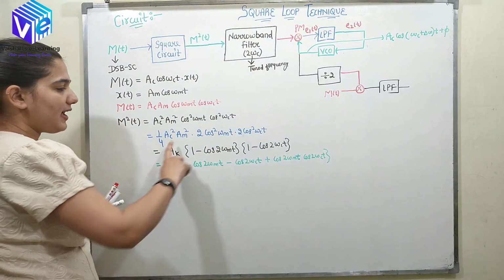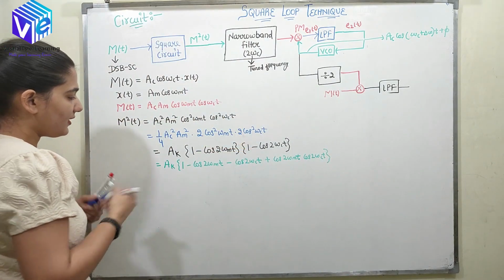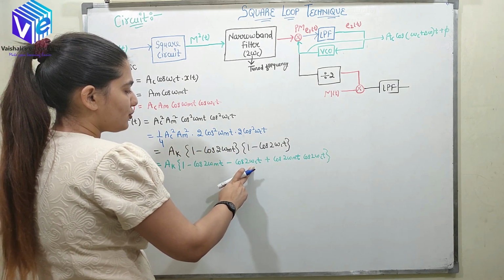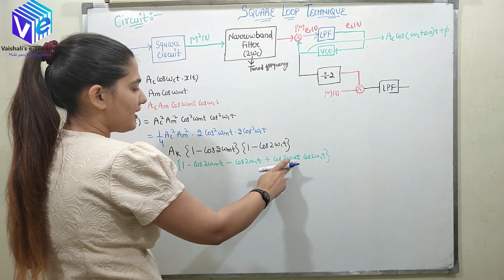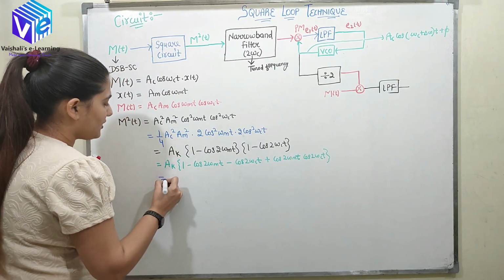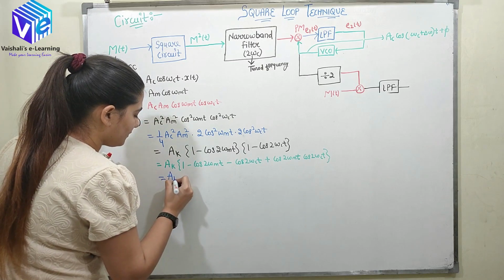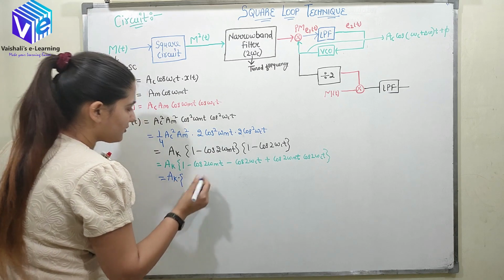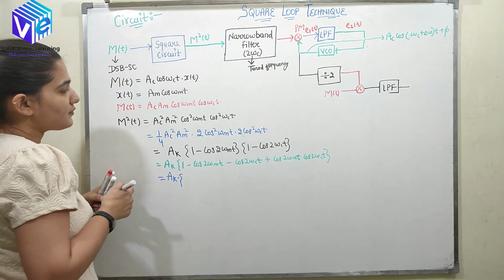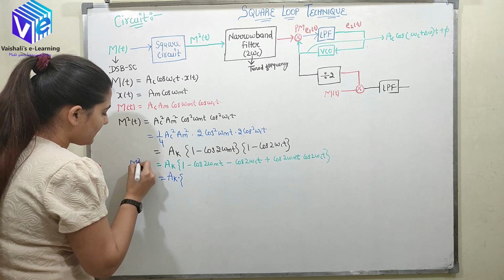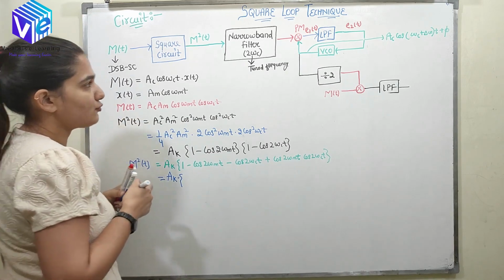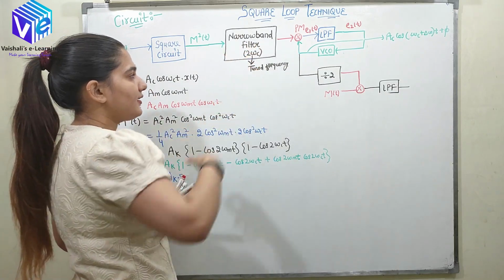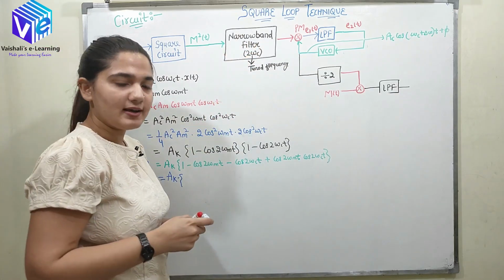So I'll multiply all of the values. Here I got ak into 1 minus cos 2 omega mt minus cos 2 omega ct plus cos 2 omega mt into cos 2 omega ct. So now I can represent it as ak into these terms. This m square t was passed to the narrow band filter, and after the narrow band filter I am getting the frequency which is tuned to 2 omega c.